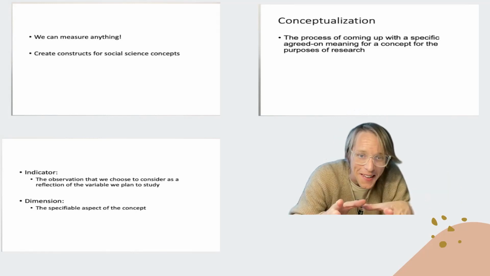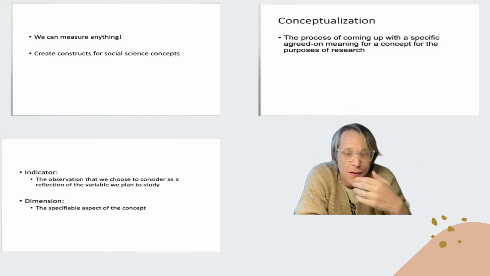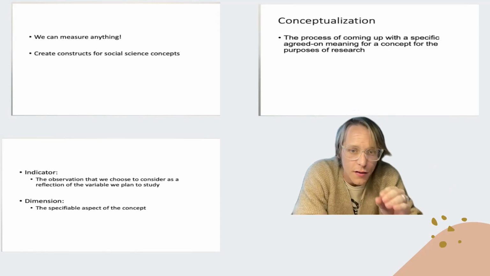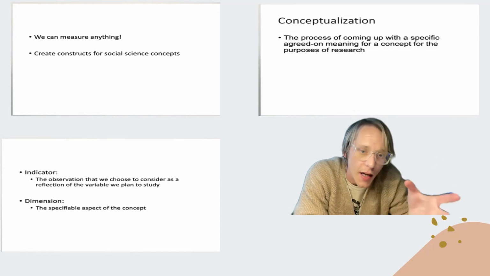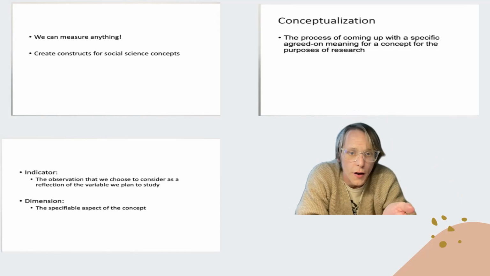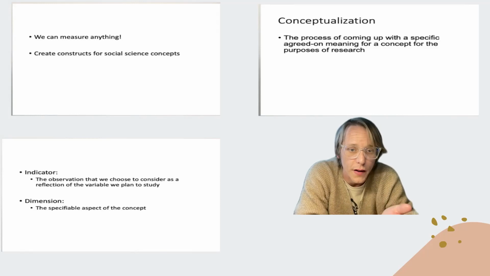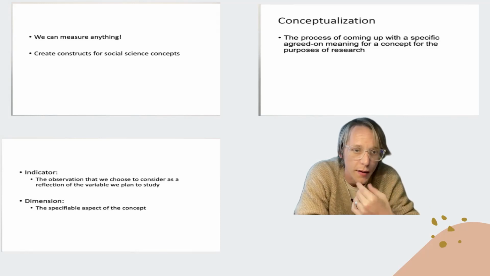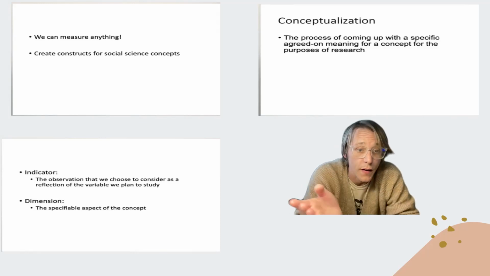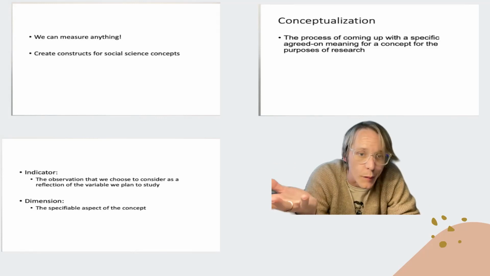So, for example, if we want to study religiosity, how religious a person is or how religious a group is in general, we might consider that attending religious services is an indicator of religiosity. Concepts also have various dimensions, which are specifiable aspects of a concept. We could define religiosity using various dimensions such as belief, rituals, or knowledge about the religion.